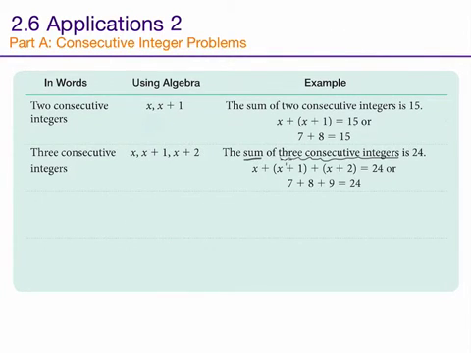So the sum of three consecutive integers is x, x plus 1, and x plus 2, the three consecutive integers, added together, the sum. And that sum is 24.